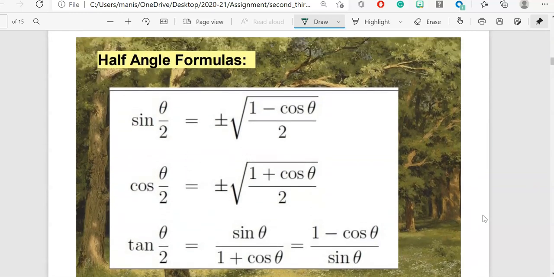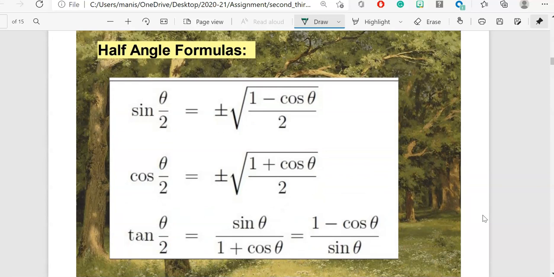So these are your half angle formulas. Make sure to make a note of all of these formulas in your binder. We will be using these formulas. These are called half angle formulas. Theta is your angle, so we divide by 2, it becomes half. So this is cosine theta over 2, 1 plus cosine theta over 2, and you know how we use the plus and minus sign. Similarly, we have tangent theta over 2, which is sine theta over 1 plus cosine theta, or it can be equal to 1 minus cosine theta over sine theta.